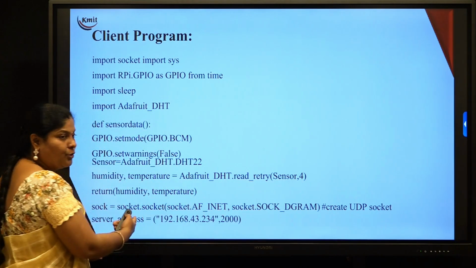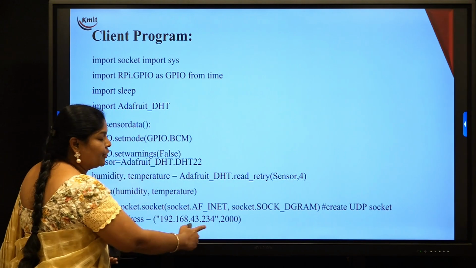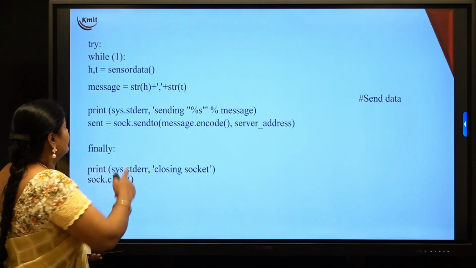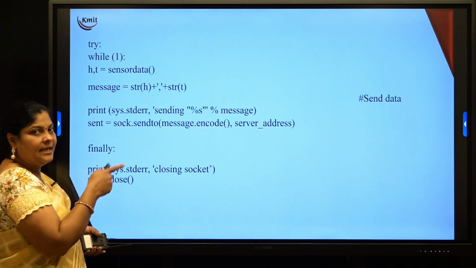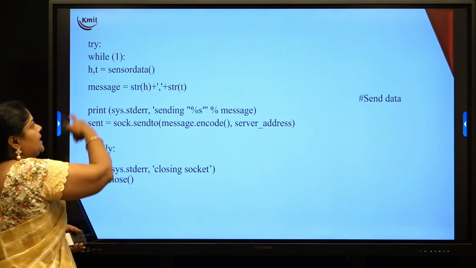Here we are creating a UDP connection. You can try it with TCP also. And you mention the server address here. Next, for collecting the data, it is done continuously. That's why again we are taking it in a while loop. H is humidity, T is temperature.